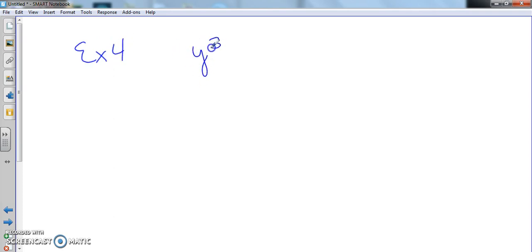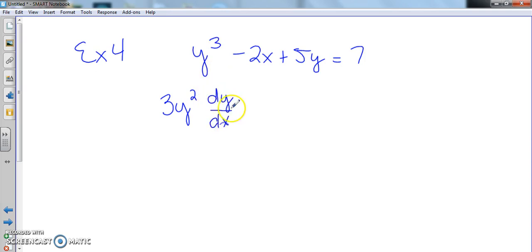And let's try y cubed minus 2x plus 5y equals 7. Okay, so take the derivative. The derivative of y cubed is 3y squared. But because we took a derivative of y, tack on dy/dx, minus the derivative of 2x, which is just 2, plus the derivative of 5y. So the derivative is going to be 5, but because there was a y, dy/dx equals, and the derivative of 7 is 0.